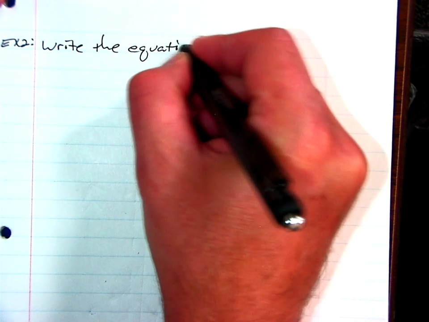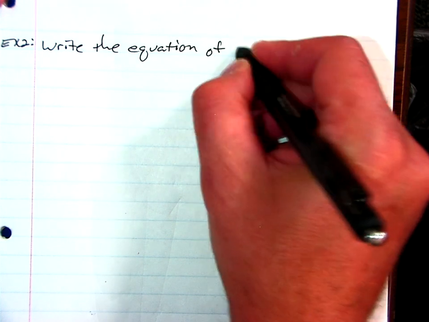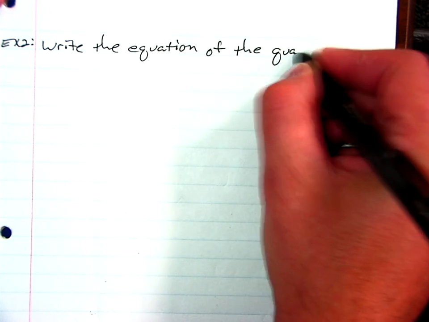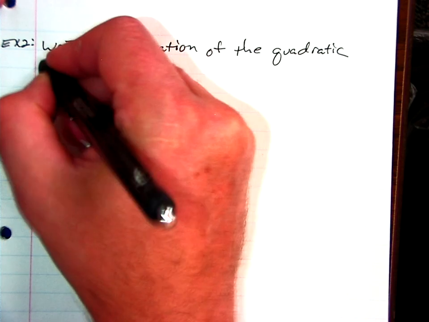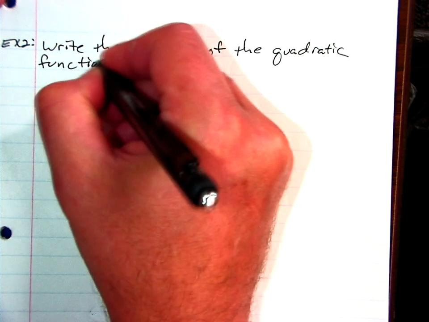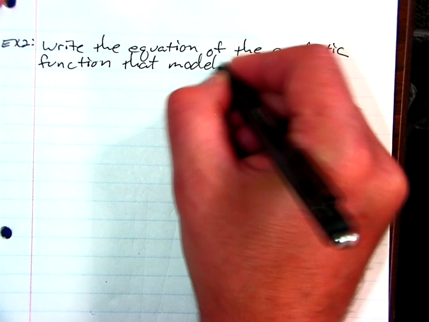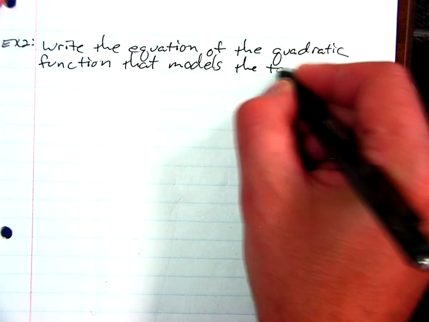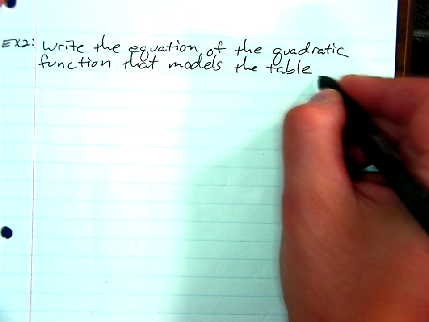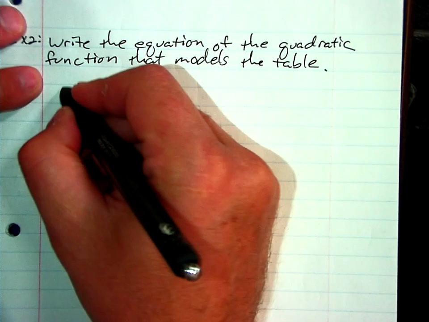All right, example 2, and you have 4 problems for homework today. All right, write the equation of the quadratic function that models the table. In order to model a table, what do we need? A table. Let's make a table.